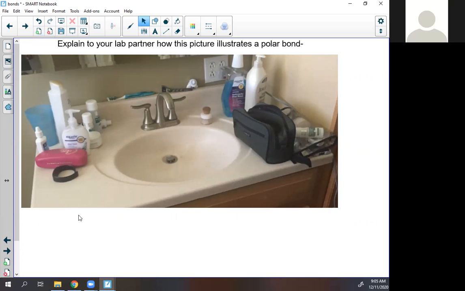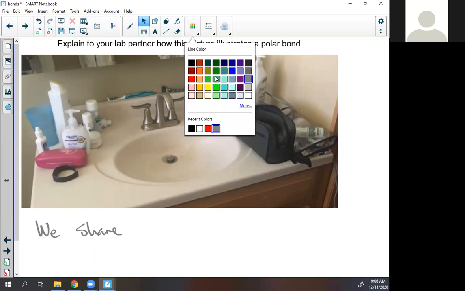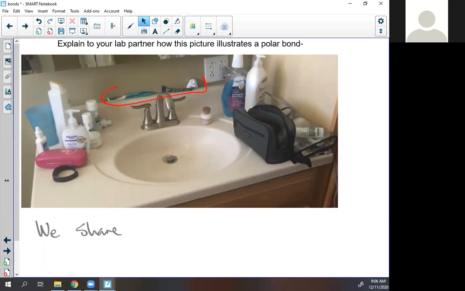Okay, so my wife and I share this bathroom. Let me show you where all of my stuff is in this picture. It's right here. I mean, I wash my hands with this soap, and that's it. So let me circle all of her stuff here.